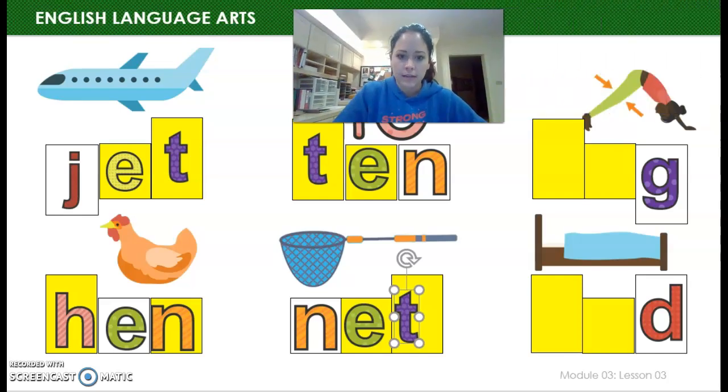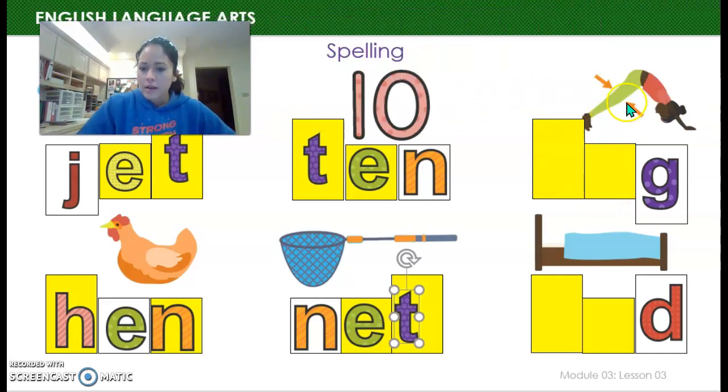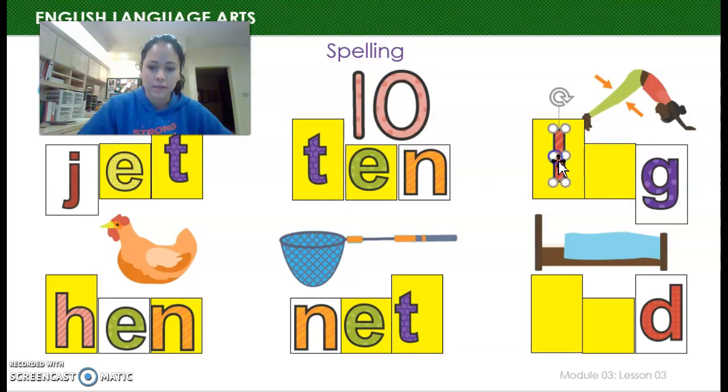Okay, next one. Pointing to this part of the body, which is leg. What are we missing? Our beginning sound. Write it in your notebook. L, E, G. Write your word. Now check it with me. See if you get the same thing.